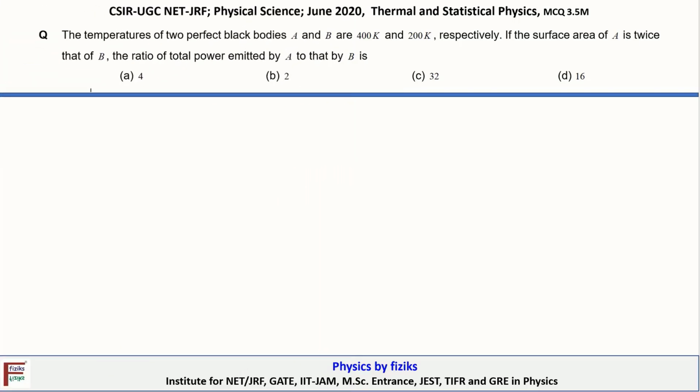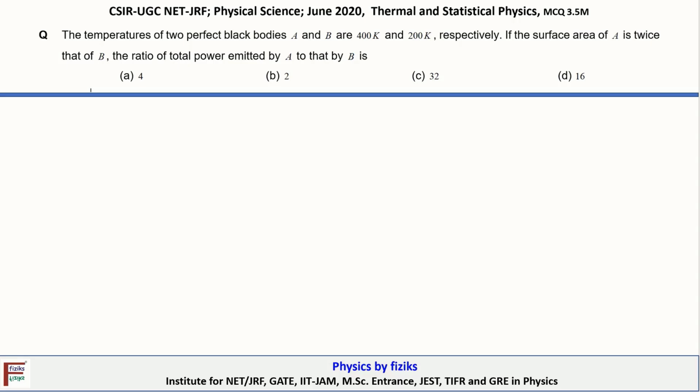So here in this video we are going to discuss the questions that appeared in thermal and statistical physics in the NET examination June 2020. The first question that I am going to discuss is related to black body power radiation. Power radiated by black bodies.